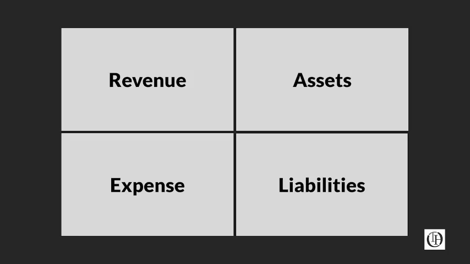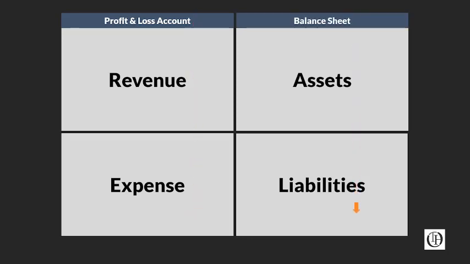Now, revenue, expense, assets, and liabilities. Your revenue and expense obviously is your P&L, your profit and loss. Your assets and liabilities is your balance sheet. And really, this is the entire financials of a business. That's it. That's what it is.